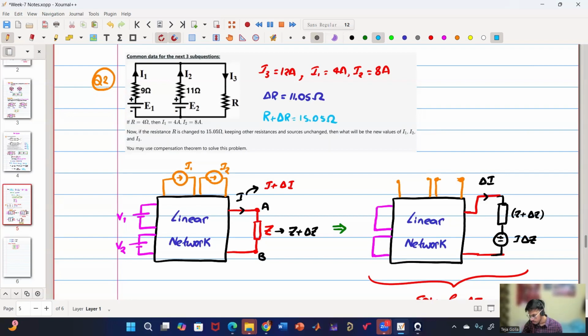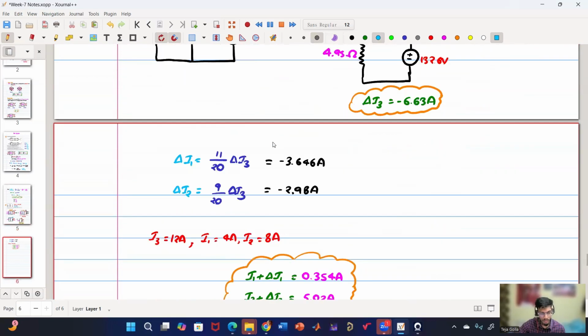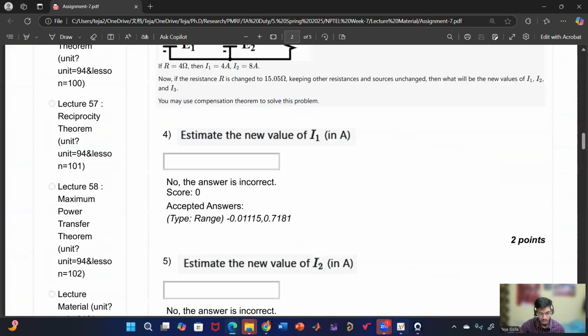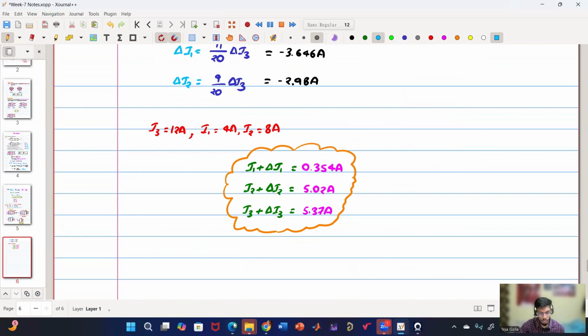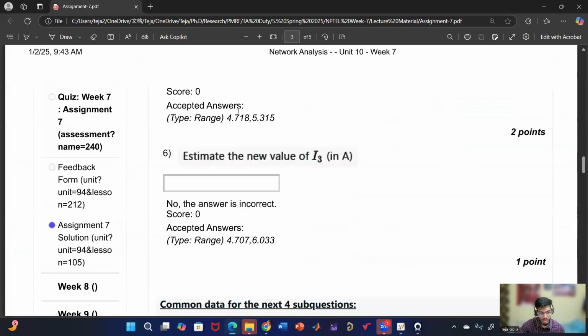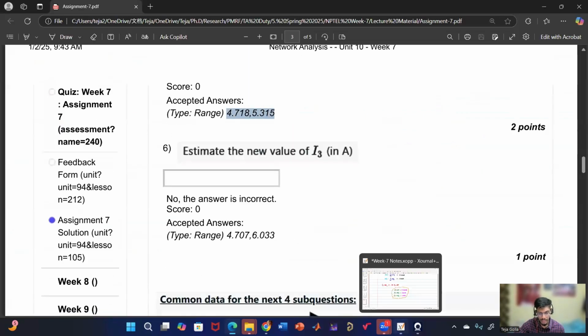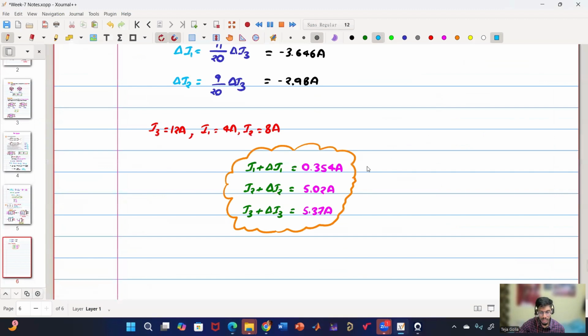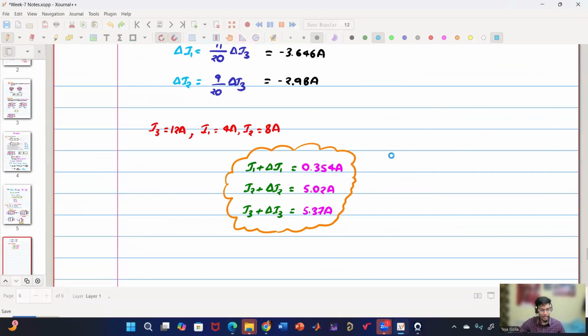Now let us go and see whether our answers are matching or not. So I1 plus delta I1, which is how much we got? 0.354. 0.354 is in the range. I2 plus delta I2, 5.02. 5.02 is in the range. And I3 we got 5.37, which is also in the range. So any questions or any doubts until this point?